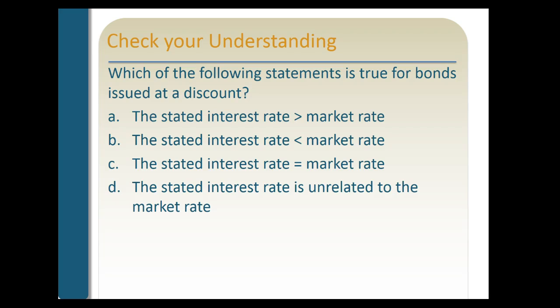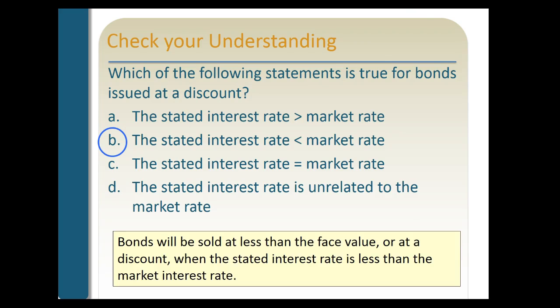Remember, for bonds to be issued at a discount, the stated interest rate is going to be less than the market rate. Bonds will be sold at less than the face value or at a discount when the stated interest rate is less than the market rate.